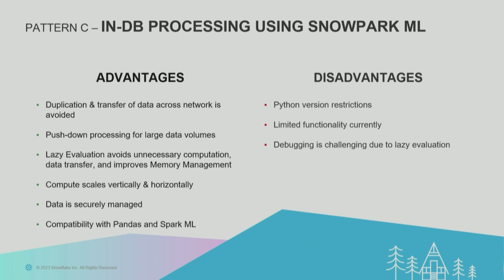The whole concept of Snowpark data frames and Snowpark ML is it leverages lazy evaluation, which avoids unnecessary computation. Now, there is a slight downside to lazy evaluation. It both scales vertically and horizontally. Data is securely managed. Now, these functions are very similar to scikit-learn, but they're written with a slight variation, and they're highly compatible with scikit-learn and Spark ML functions.